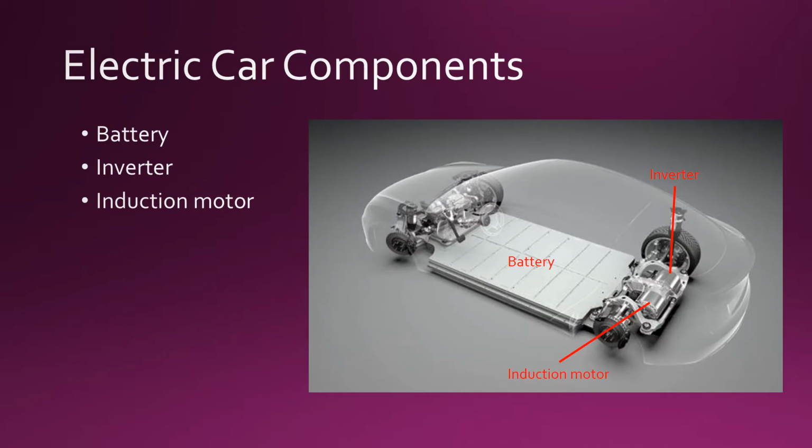Here we have an image of the internals of a Tesla. A typical electric car consists of three major components: a battery, an inverter, and most importantly, an induction motor. The battery found in an electric vehicle is a lithium-ion battery. This produces direct current. The inverter then converts that direct current from the battery into alternating current. It also controls the frequency of this alternating current, which in turn controls the motor's speed. The induction motor then takes this alternating current and turns that into rotational motion.